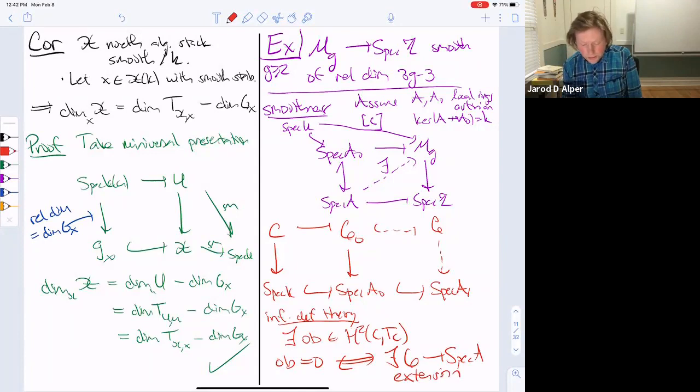All right, so that finishes using infinitesimal deformation theory. And the fact that we're on a curve is the whole point. H^2 of C of the tangent bundle is always zero because C is one dimensional. So the obstruction always vanishes, so you can always lift. So we verified the formal lifting criterion, and therefore M_G is smooth over Spec Z.